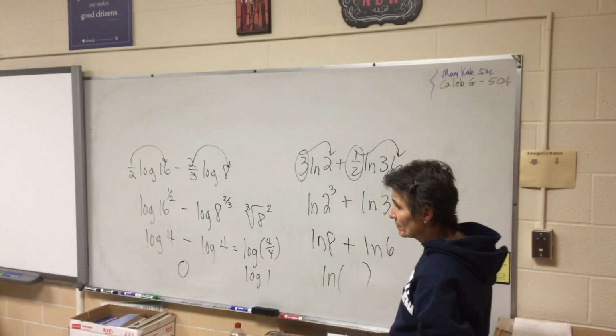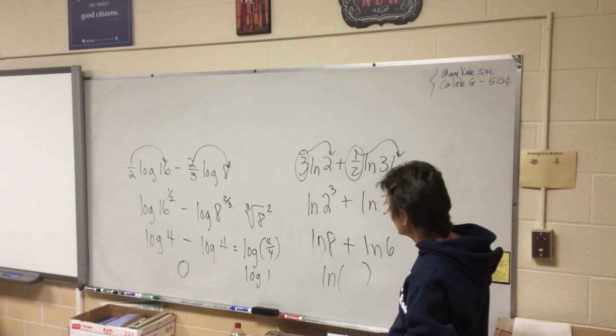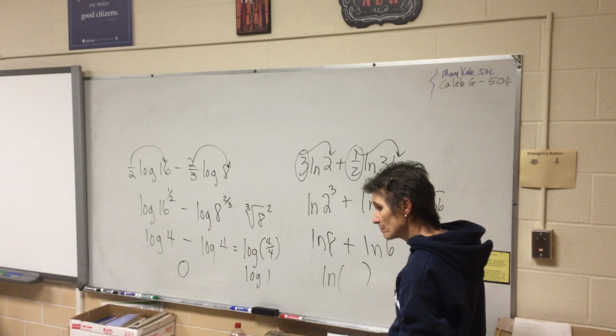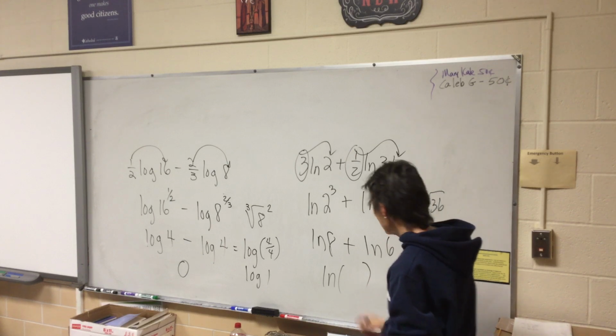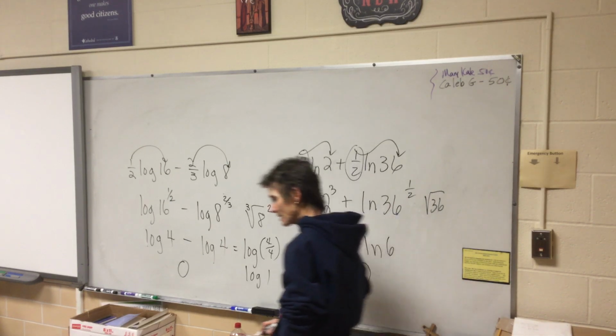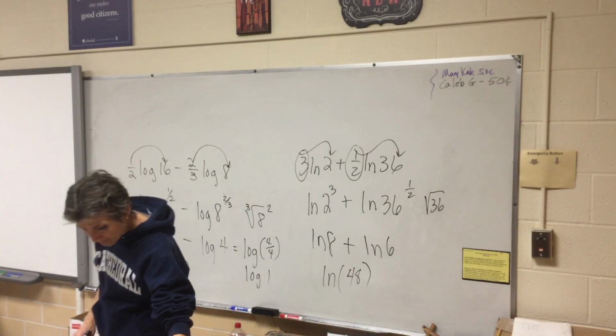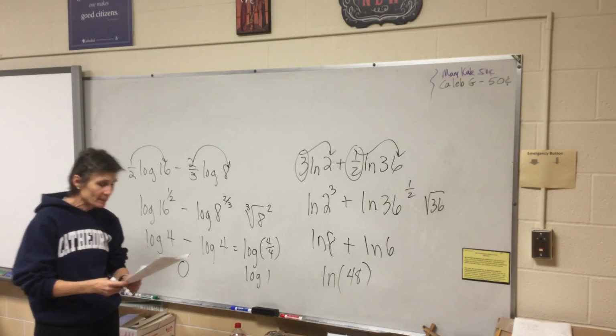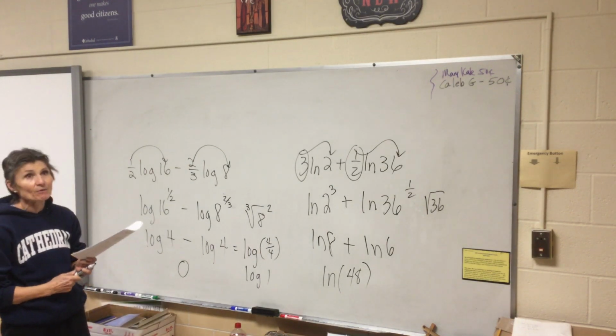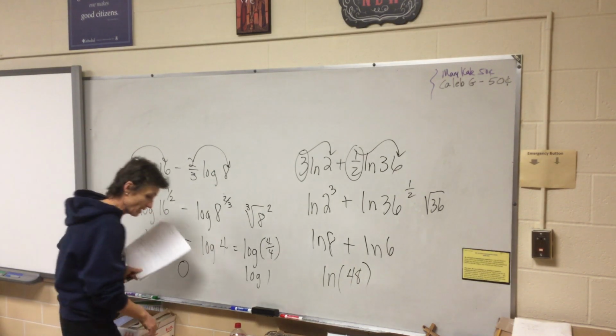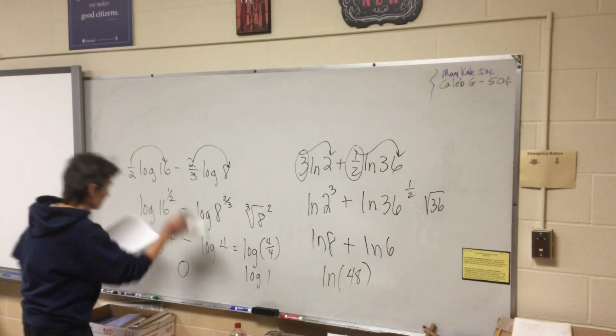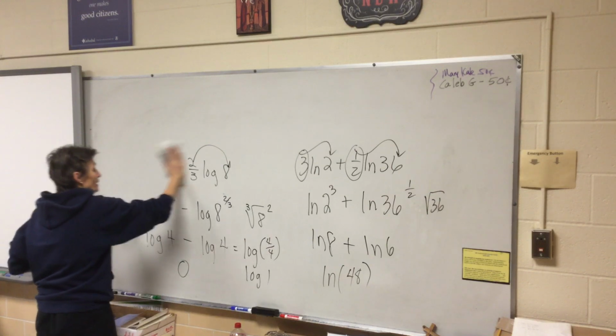Now I'm going to put those together. What's going to go in the parentheses when I combine ln 8 and ln 6? 48. Yeah, don't question, you're right. It's a plus problem, an add problem, so we are simply going to put them together as a multiplication. Beautifully done. One more. Here we go.